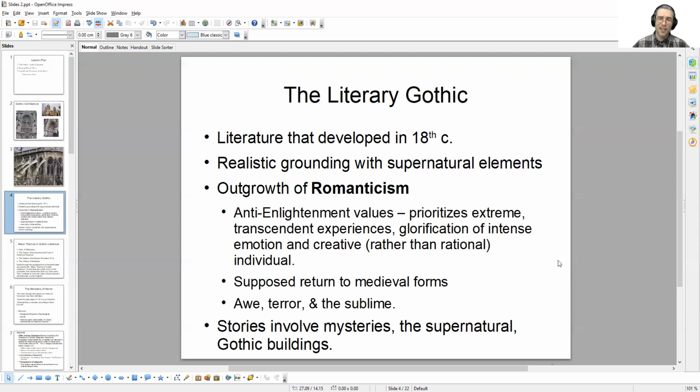This is not a history course and it's not a course about Romanticism, but in general, in the most broad brush terms, in order to understand the literary Gothic and get into these conventions that we'll be dealing with in this course, Romanticism is a kind of outgrowth of the Enlightenment. Now, the Enlightenment was a period in the 17th and 18th centuries, also known as the Age of Enlightenment or the Age of Reason or just the Enlightenment.